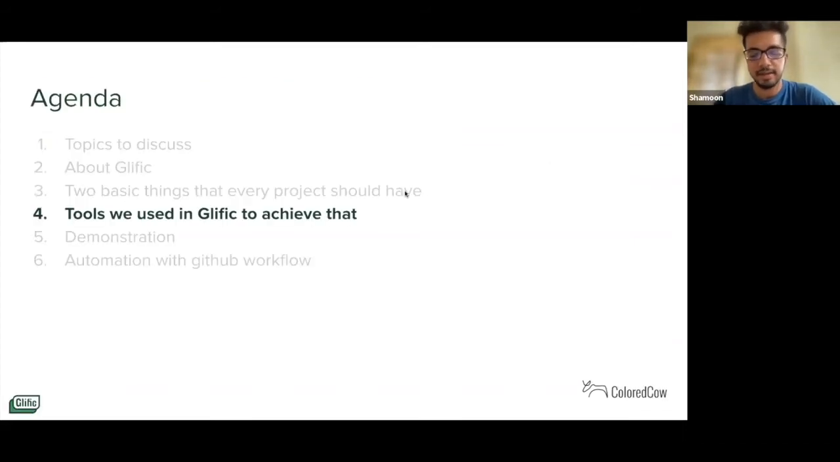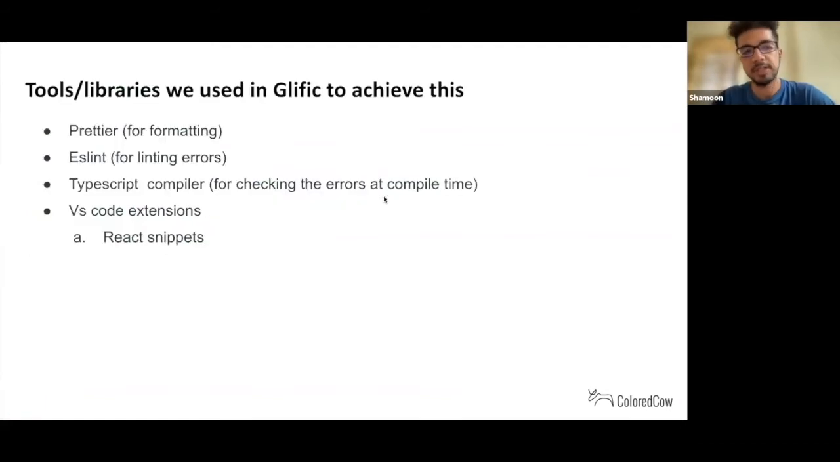In Glific, I'll start with the tools that we use to achieve that. The first one is Prettier. Prettier is a well-known JavaScript tool that we use for formatting, where we set options like the line spacing and the tab width, and it is global across the project. Second, for linting, we use ESLint. It's also a famous tool that helps check JavaScript linting errors, like styles and the basic things that a web developer should know before writing code.